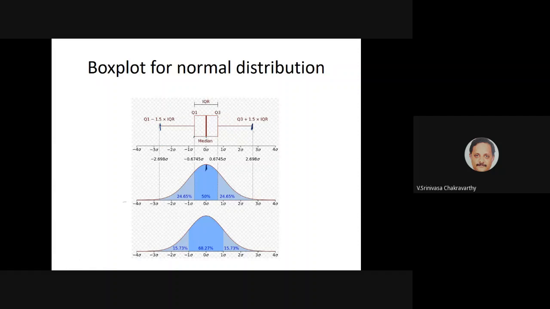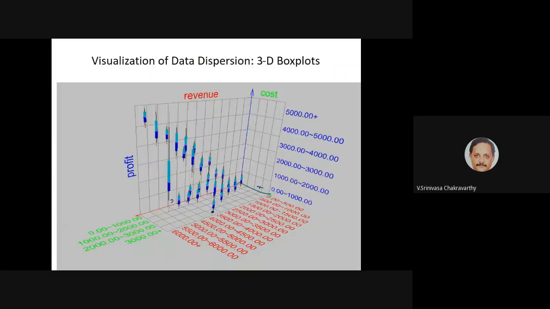So the equivalent of min here is Q1 minus 1.5 times IQR. So this is IQR, the interquartile range. Okay, and Q1 minus 1.5 times IQR is effectively the min. Similarly, Q3 plus 1.5 times IQR is effectively the max. So the box plot for this distribution will be now this number, min, this number, and this number. Okay, so you can represent data in 3D box plots also.